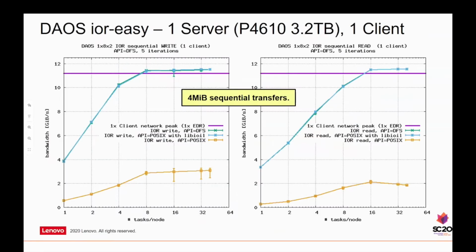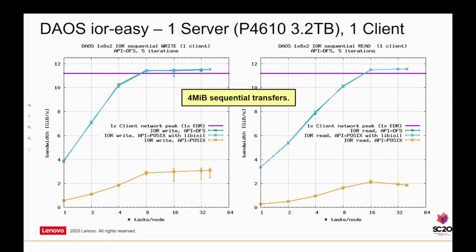And on this graph here, I'm showing the ior-easy test. The left-hand side shows writes. The right-hand graph shows reads. Single node, increasing the number of tasks on the node. If you just do dfuse, so API equals POSIX and no overloading, you get the orange line, which is like a single task is like 600 megabytes per second on writes and 200 on reads. And if you scale up the number of tasks on the node, you can get to a few gigabytes per second, but you can't get to the 11. That is the wire speed of the single client here.